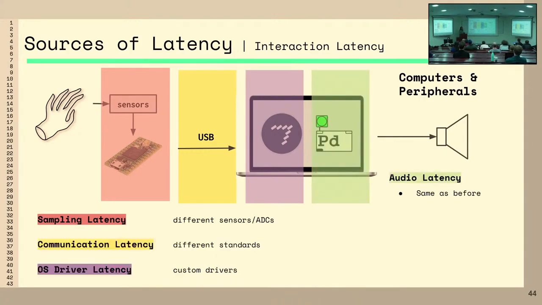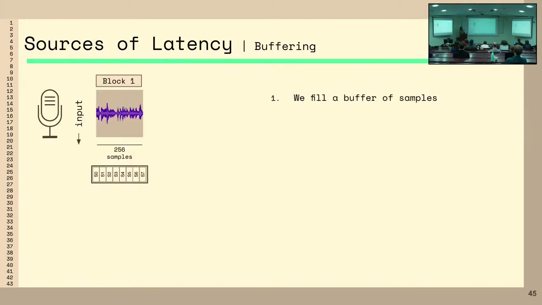What can you do to solve them? You can use different sensors, you can use different standards for communication, or you can have custom drivers. Or you can just not have any communication, or you can figure a different protocol. What do we do with Bela? I'll get into that a little later.